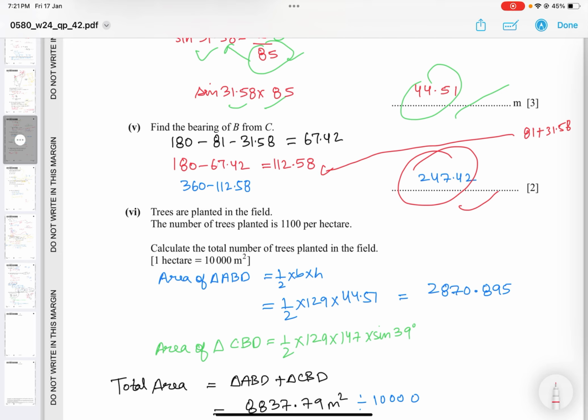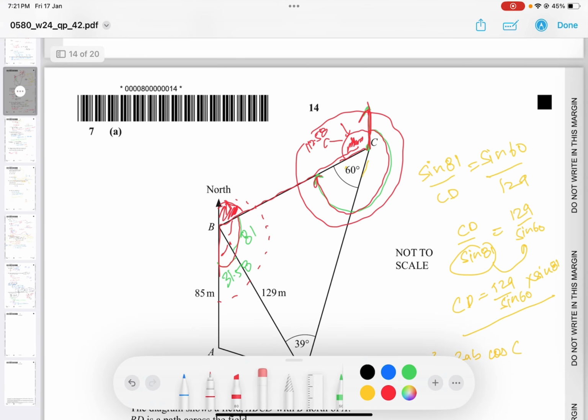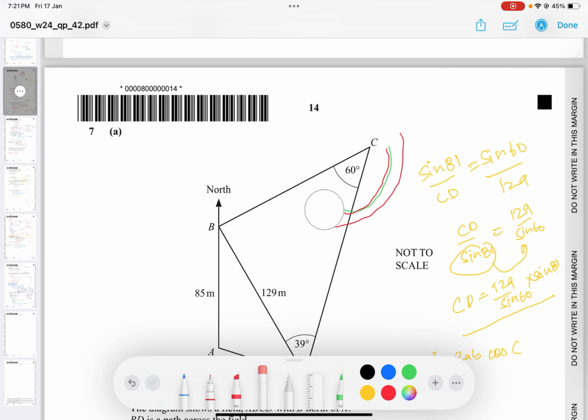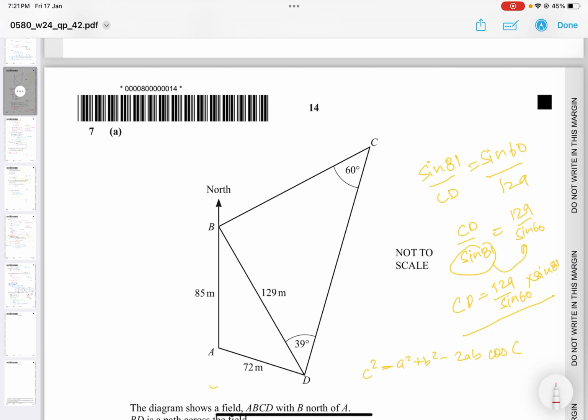All right. So the next question is: trees are planted in a field. The number of trees is this much per hectare. Calculate the total number of trees planted in the field. So listen, we have to calculate the area of both of them. First we have to calculate the area of the field. There are two triangles with us. For one triangle, as we know the height, we have already calculated it. We can use half into base into height. This is our base, on which the perpendicular is drawn, and this is our height.